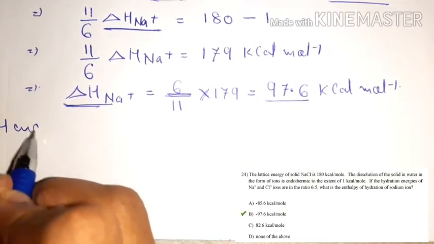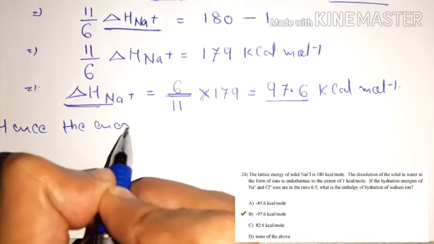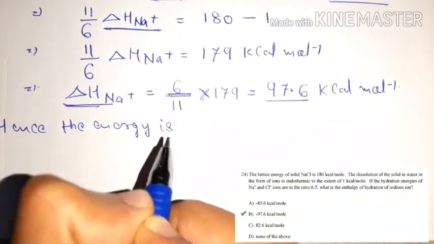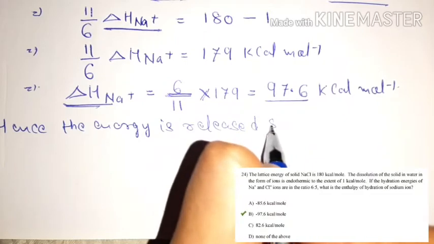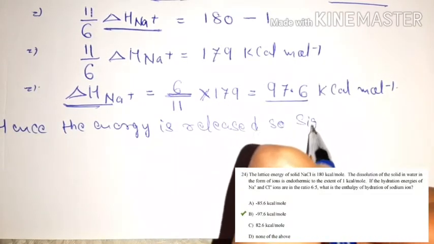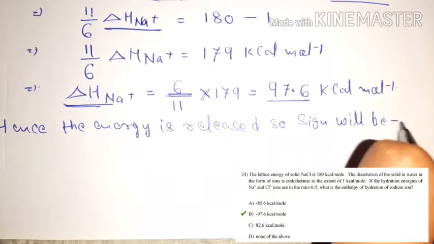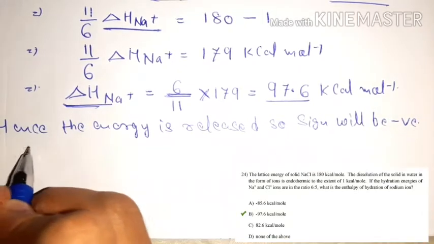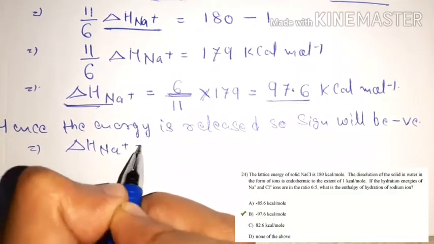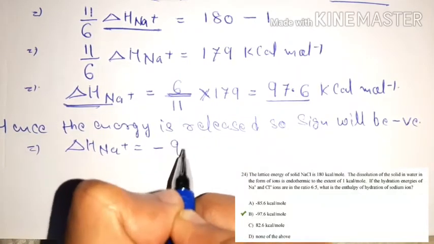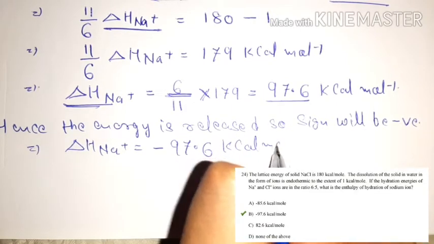Remember, hence the energy is released, so the sign will be negative. Understand? So we have the actual value of hydration enthalpy of sodium plus ion as minus 97.6 kilocalorie per mole.